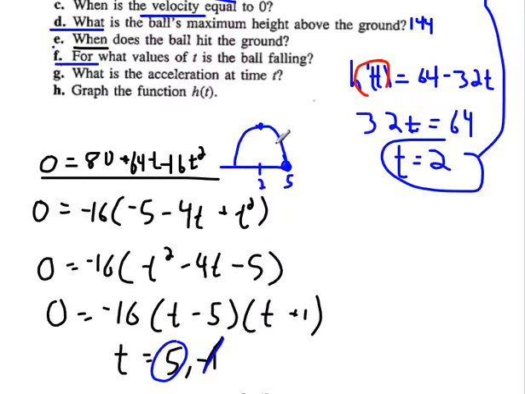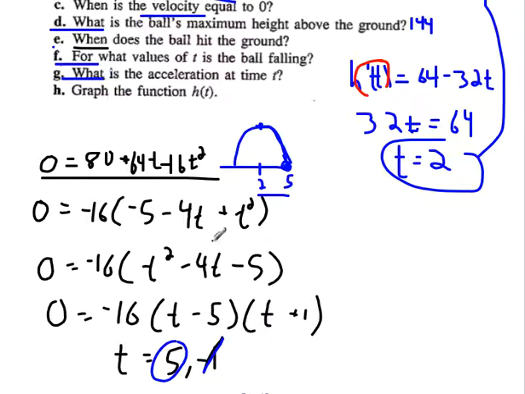For what values of t is the ball falling? Well, after our max, the ball is always falling. So in between 2 and 5, or 2 and infinity, but again, our ball isn't some crazy thing that goes through the ground and goes through the earth, so in between 2 and 5.